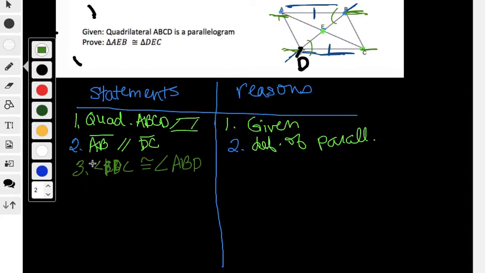And remember, if you see these in a proof, you're going to have to know that it's the same angle. If they call it EBC or DBC, that's going to be the same angle in this case. Okay, so why are those congruent? Because we just said that alternate interior angles are congruent.